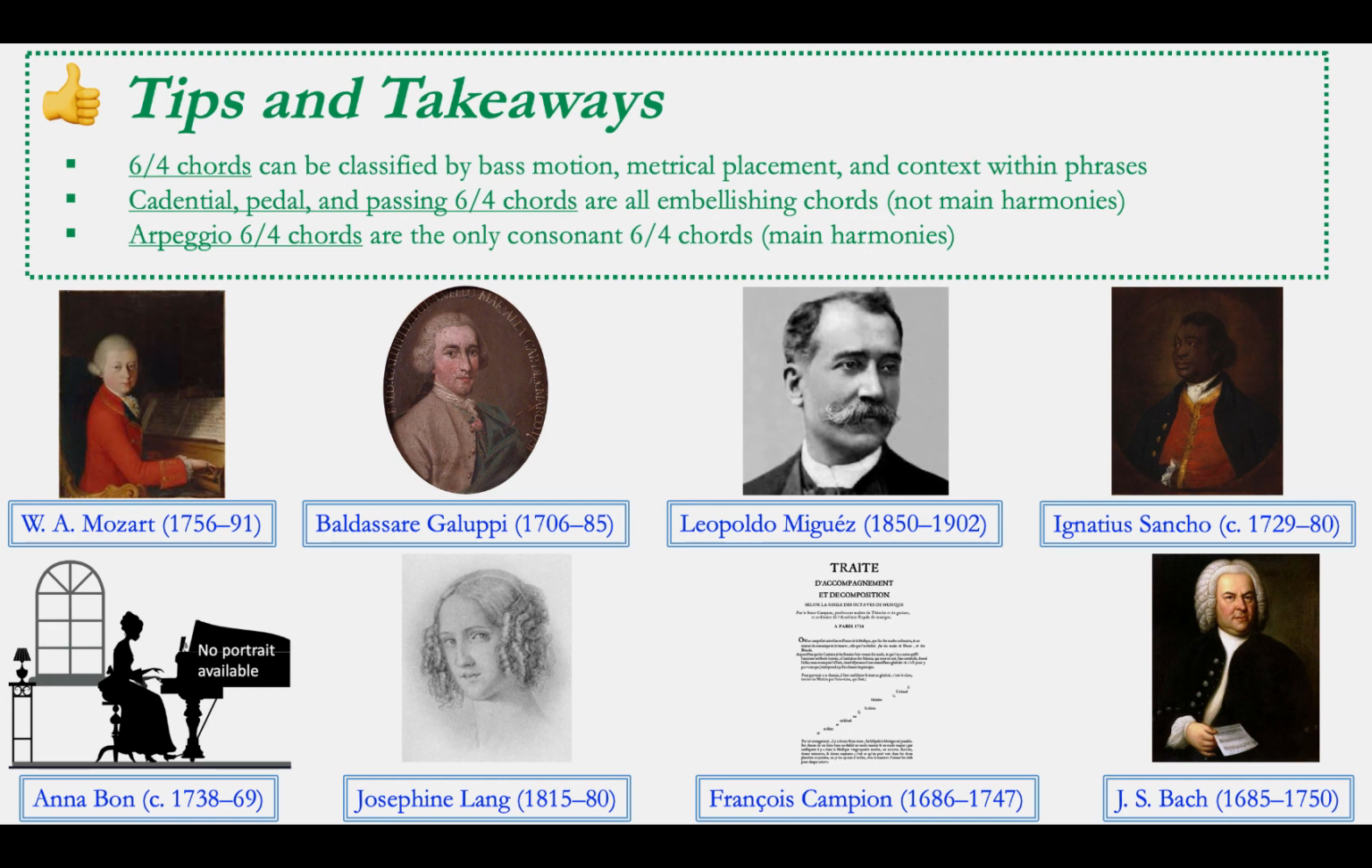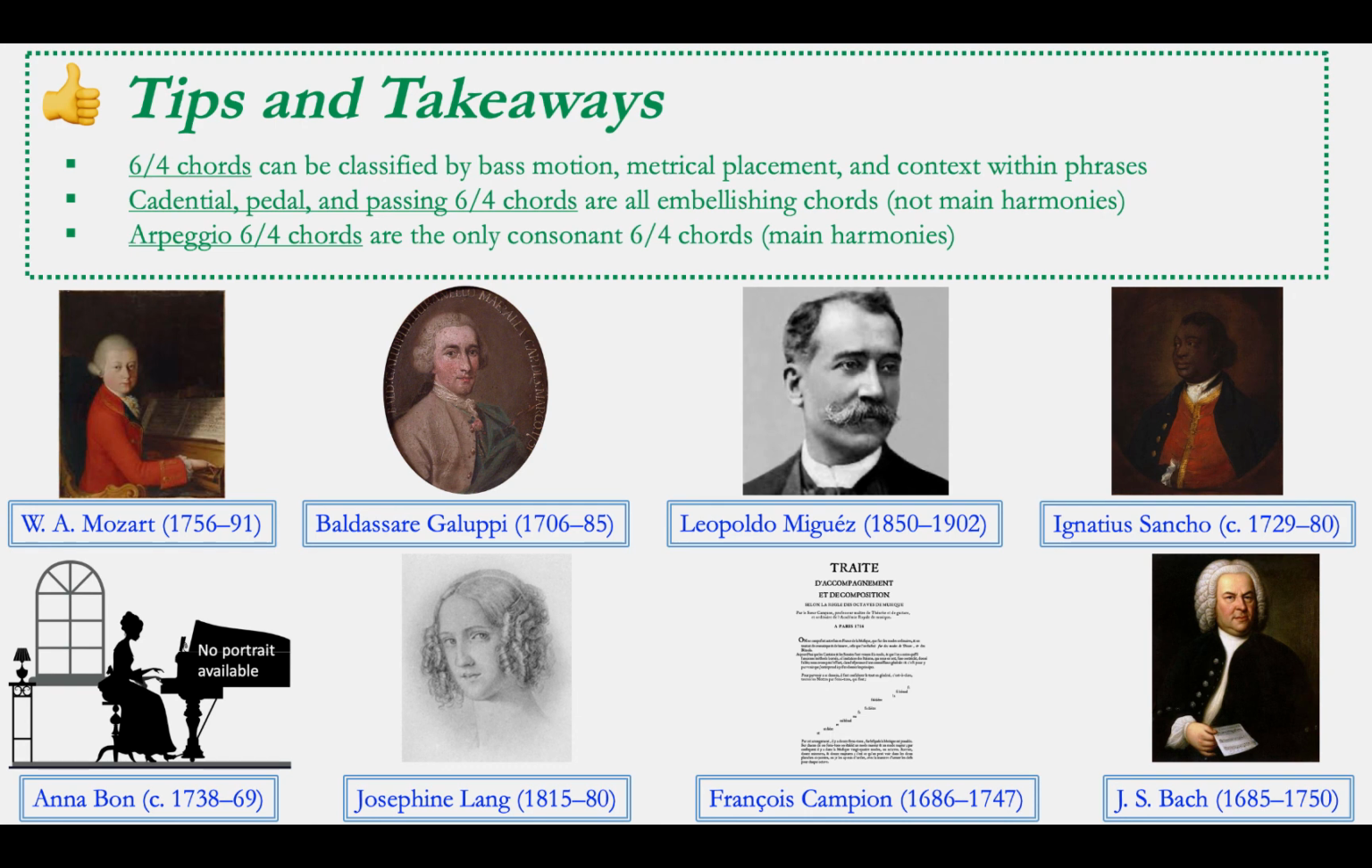So let's summarize what we've learned. We can classify the ways composers use 6/4 chords, at least within the classical tonal tradition, into 4 types. These types can be identified based on the bass motion, the metrical placement, and the context within a phrase. Cadential, passing, and pedal 6/4 chords are all embellishing chords. They are never the main harmonies.